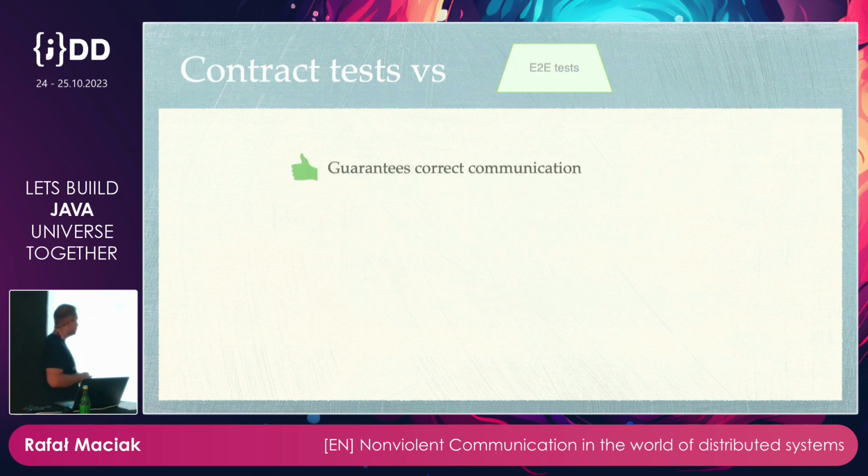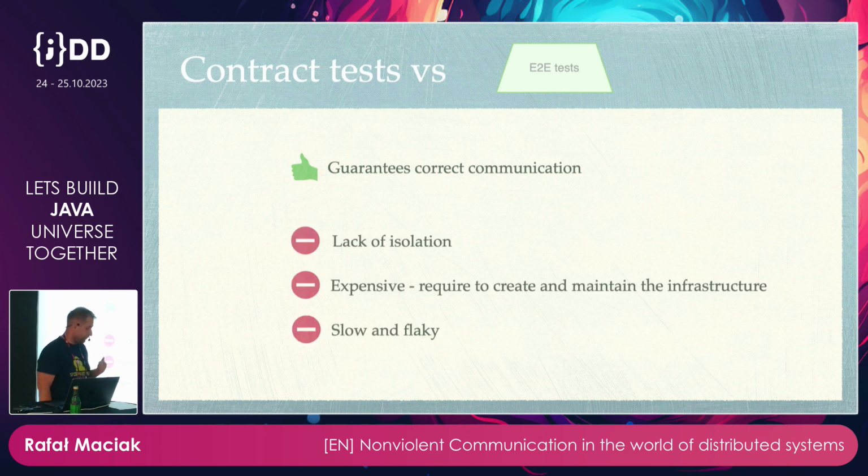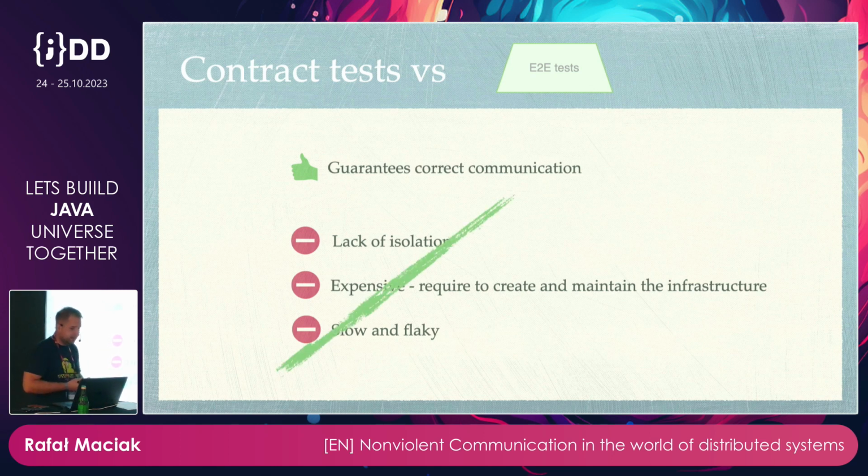Let's see the end-to-end test now. I explained that end-to-end tests guarantee the communication correctness, and I hope you already understand that contract testing also ensures the communication correctness. However, all the issues of end-to-end tests are also solved by contract testing. We can test in isolation. Expensive? Not really. We don't need any infrastructure for that. Slow and flaky? No, there is no network between the services tested. We test against the stub, like with integration tests. So they are not slow, and there is no real space for flaky tests.